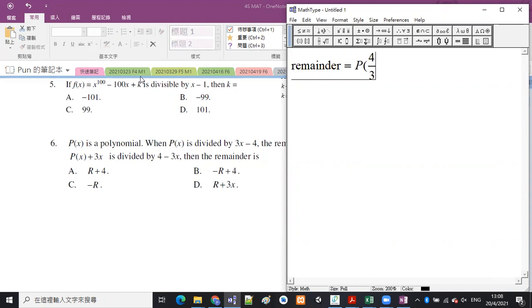Should be 4 over 3, right? And this should be the remainder. The question tells you that the remainder is equal to capital R, okay? So this one should be equal to capital R. And we can do nothing more because we do not know the formula of px, okay? So we cannot calculate p 4 over 3. So I just save this to be equation 1 first.